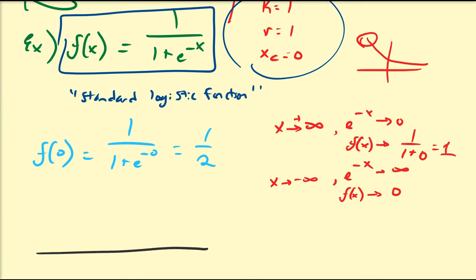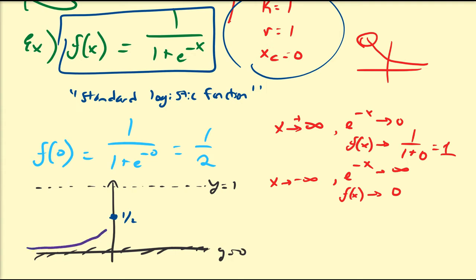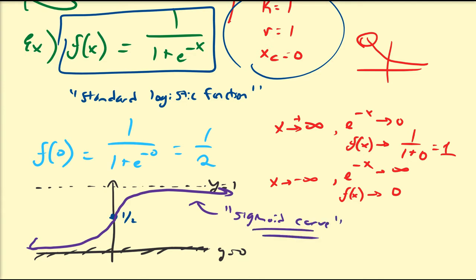So we have the x-axis and the y-axis. When x is equal to 0, we have 1 half. We have a horizontal asymptote at y is equal to 1, and a horizontal asymptote at y is equal to 0. Once we sketch this curve, we have something that looks like this. Some people refer to this shape as a sigmoid curve. It's almost like an S on its side.